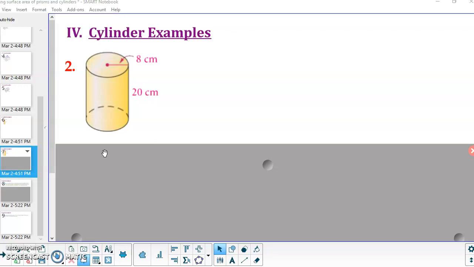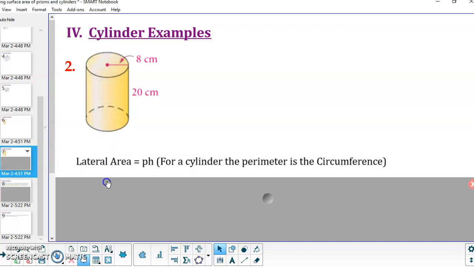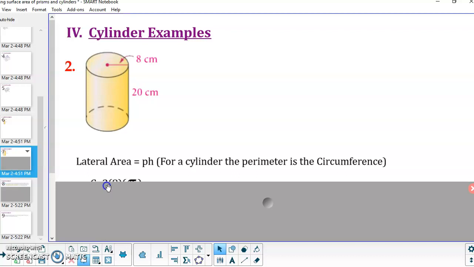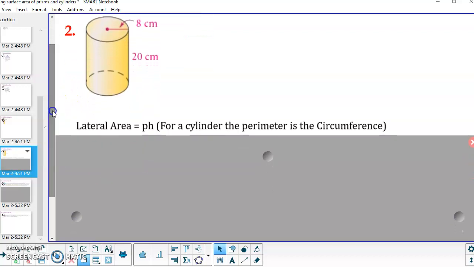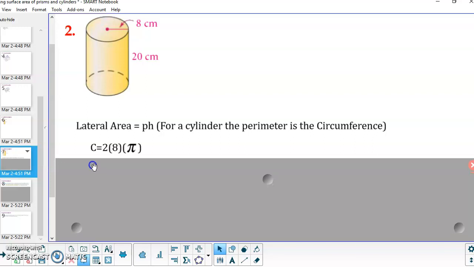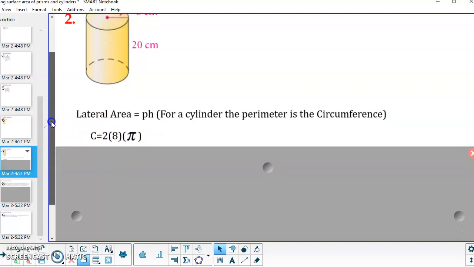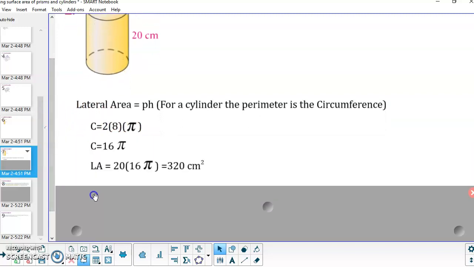with me. The formula is no different for lateral area of a cylinder. It's still perimeter times the height. The difference is that in a cylinder, the perimeter is going to be the circumference. So for this one, I'm going to calculate the circumference, and the way I do that is doubling my radius, so diameter times pi, and I'm going to leave this in terms of pi, as I noted. So I will have 16 pi.